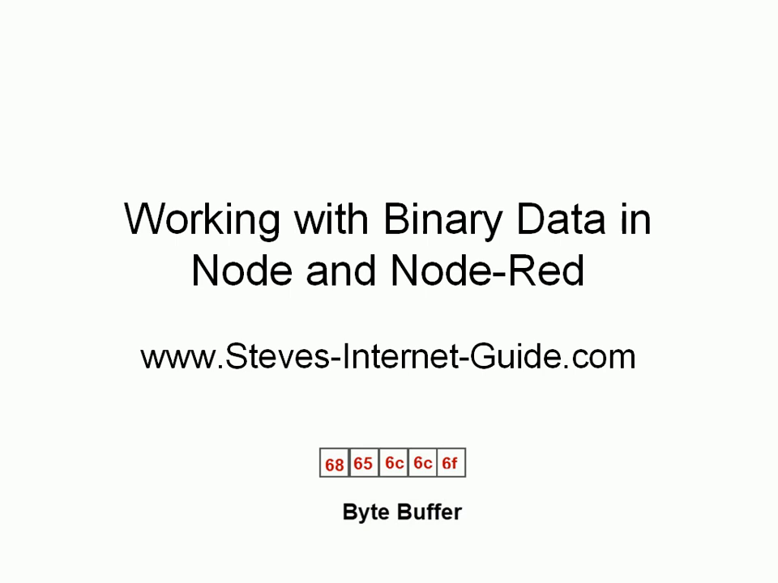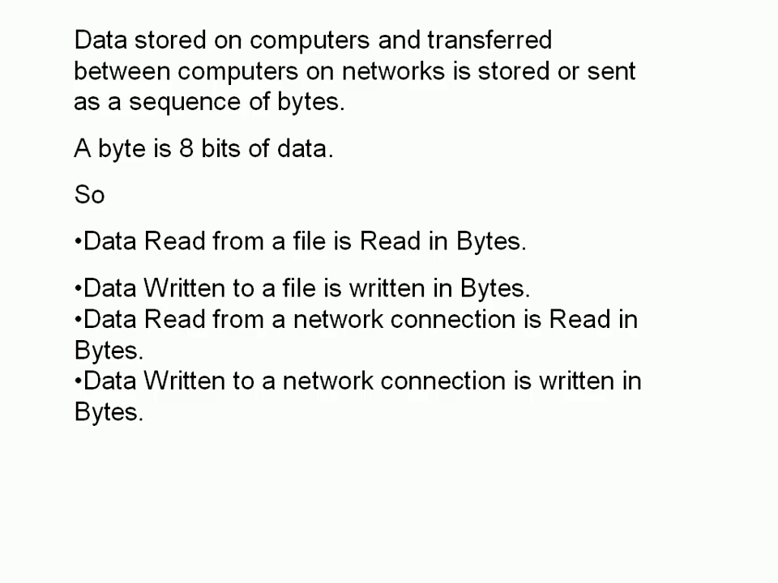In this video we're going to be looking at working with binary data in Node and Node-RED. Now, data stored on computers and transferred between computers on computer networks is stored and sent as a sequence of bytes. A byte is 8 bits of data, so data read from a file is read in bytes, written to a file is written in bytes, read from a network connection is read in bytes, and written to a network connection is written in bytes.